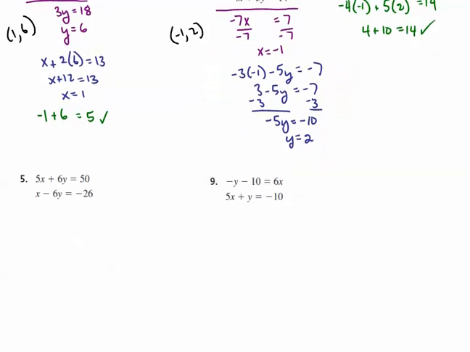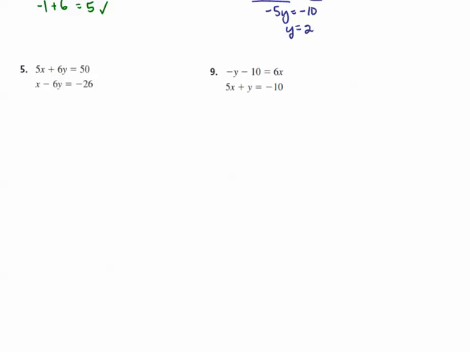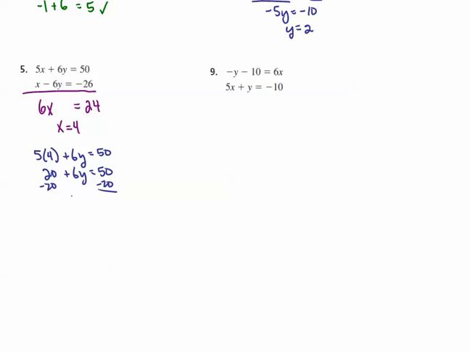We'll scroll down for the next two problems, and when I do, this time I can again add down. When I add down, I'll get 6x is equal to 24. 6 times 4 is 24, so x is 4. Plugging that into the first equation, 5 times 4 plus 6y is 50. 20 plus 6y is 50. Subtracting 20, we get 6y is equal to 30, and so y has to be 5.